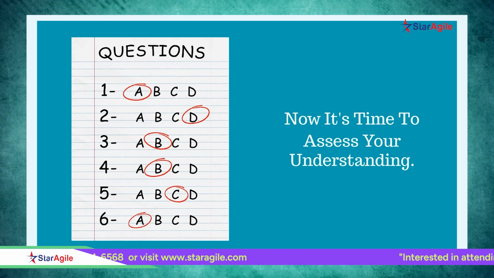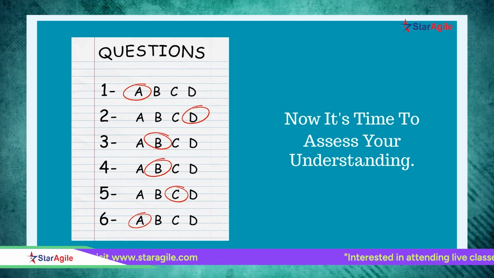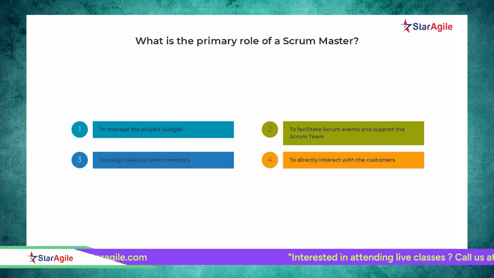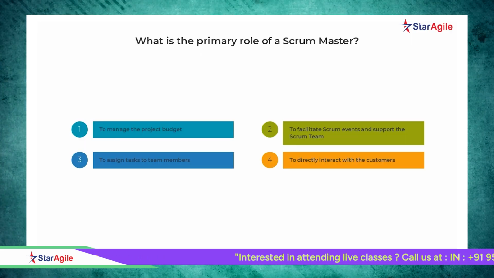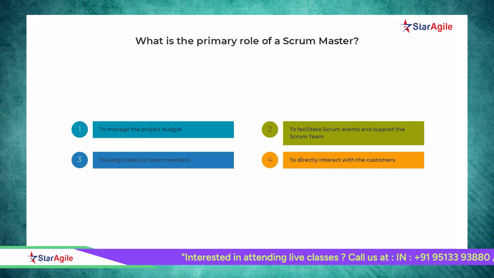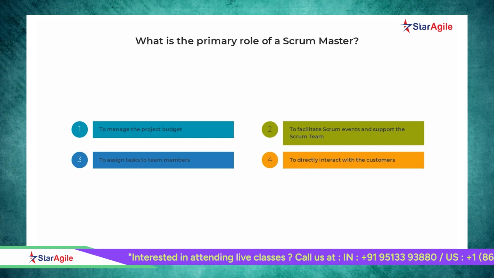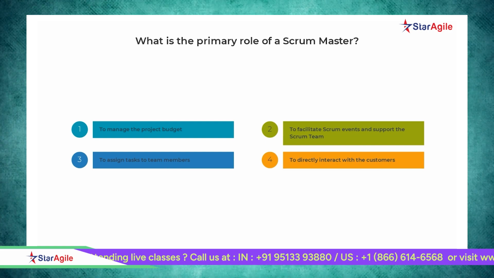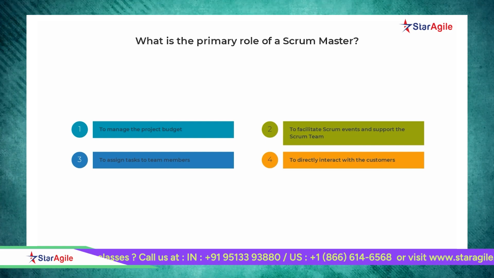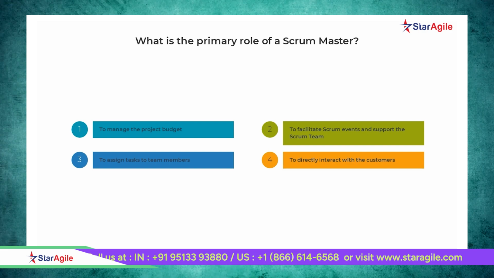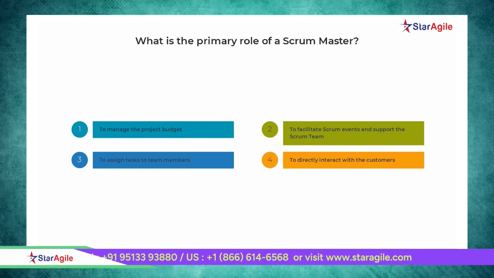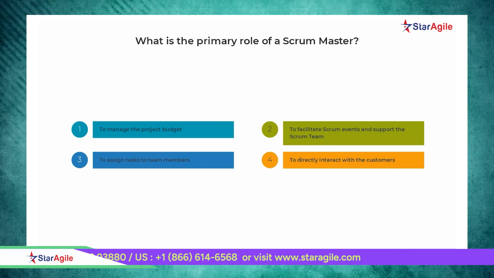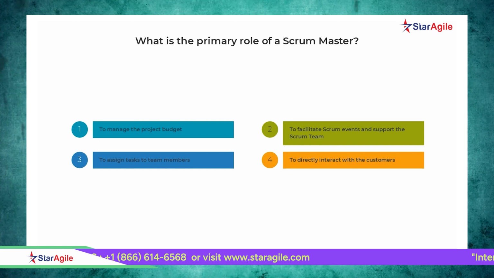What is the primary role of a Scrum Master? Is it to manage the project budget, or to facilitate Scrum events and support the Scrum team, or to assign the tasks to team members, or to directly interact with the customers? I am confident you would have identified the right answer.